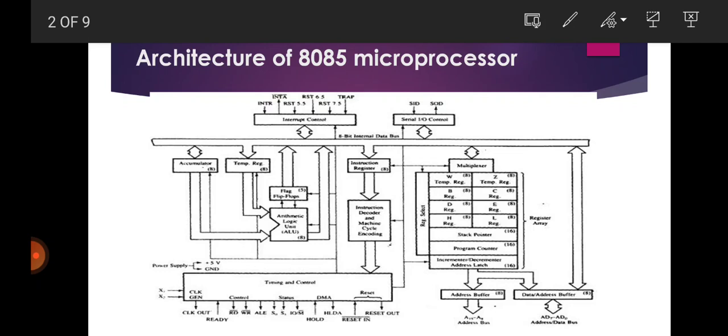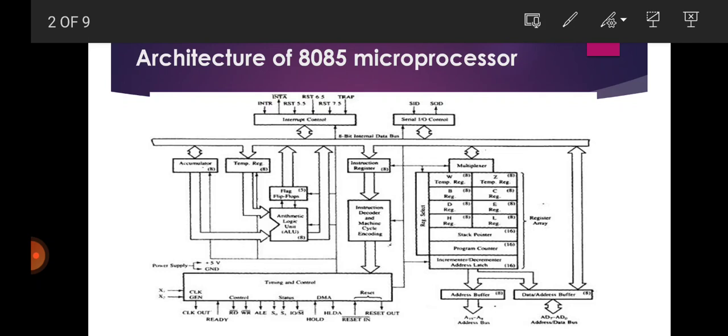The same applies to the auxiliary flag. If a carry is generated from D3 to D4, then it is activated, or else it is not. The carry flag is also the same. If a carry is generated from D7, then the carry flag will be set. For the parity flag, if the result has an even number of ones, then it is set, otherwise it is reset. All of these are connected to the ALU.